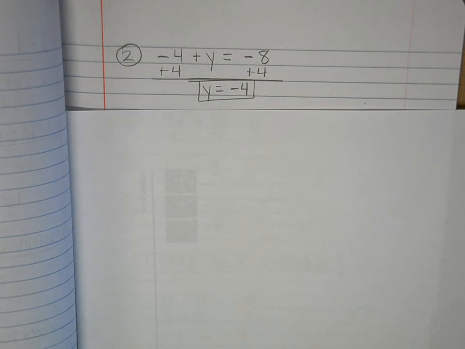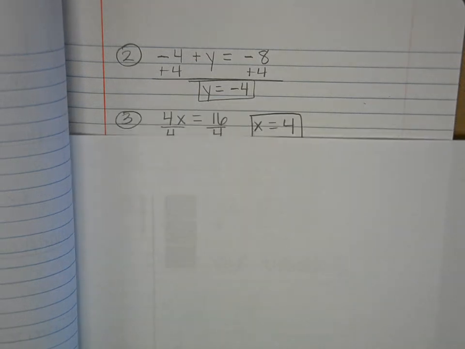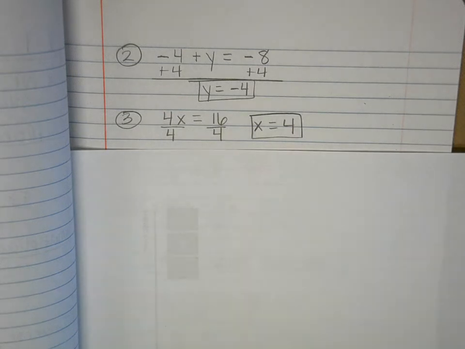All right, that one's pretty basic. If we divide, we have 4x equals 16. We divide by 4 on each side.